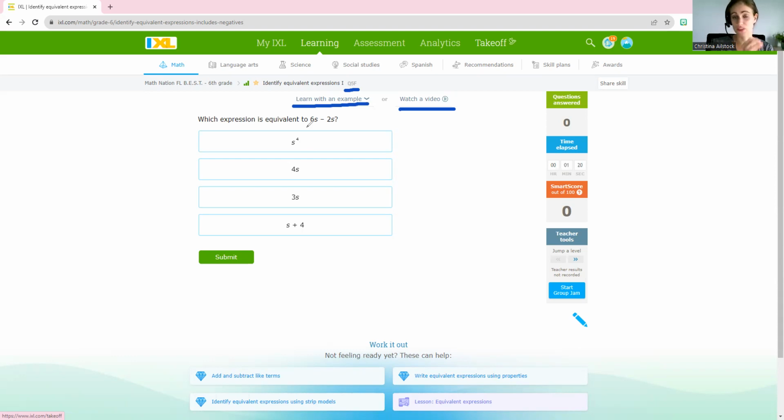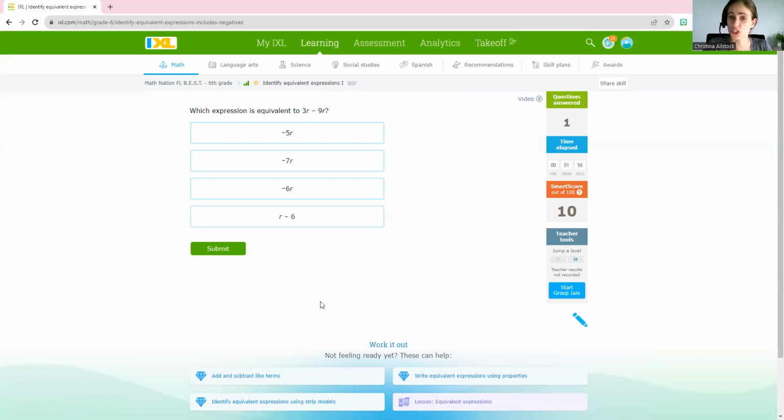But I notice that the 6s and the 2s are like terms because they both have the same variable of an s. So because they're like terms, I can combine them through addition or subtraction. And in this case, it has a minus sign. So 6 minus 2 would lead me to 4s. And look at that. That's one of our options. So that is a simplified version. It is an equivalent expression to my original problem here.